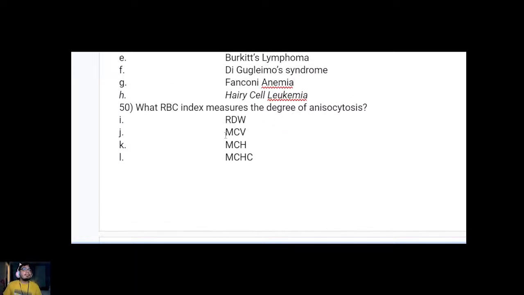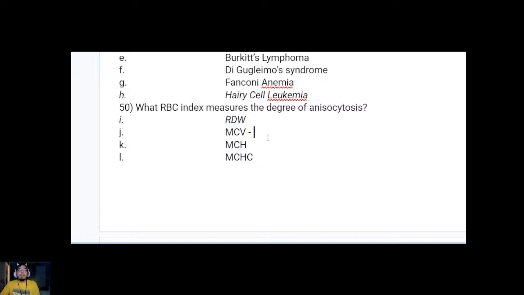Okay? Next, RBC index that measures the degree of anisocytosis. Ito yung mga common questions sa board exam. So I wanted to see if the students were able to answer. Disappointed, 36% lang ang nakasagot. Correct answer is letter A, RDW.